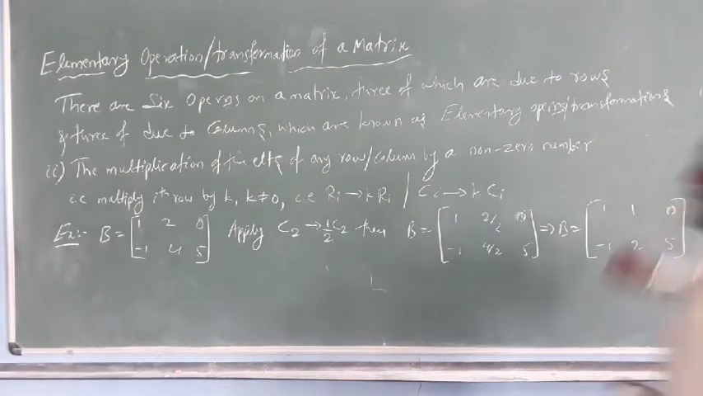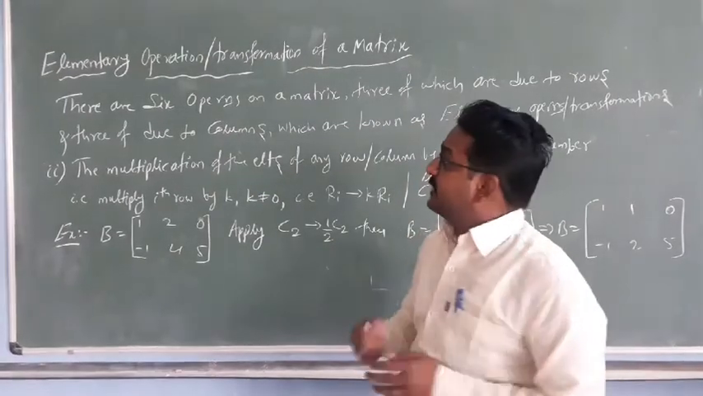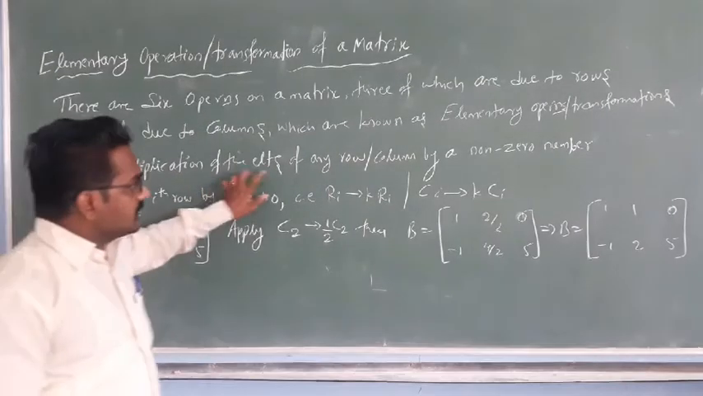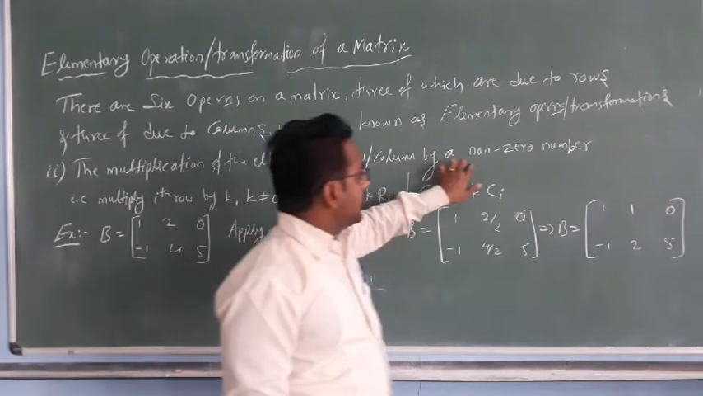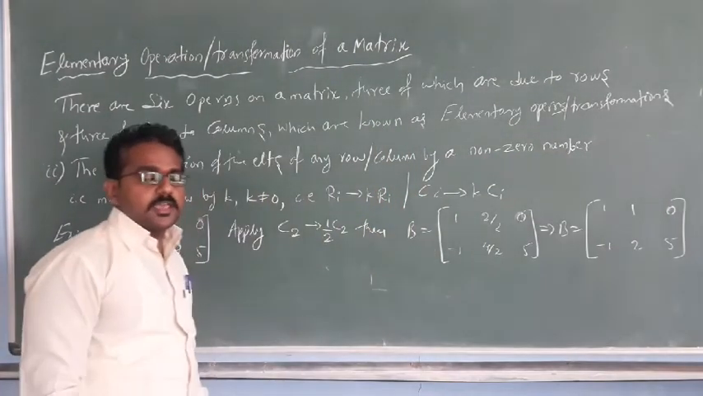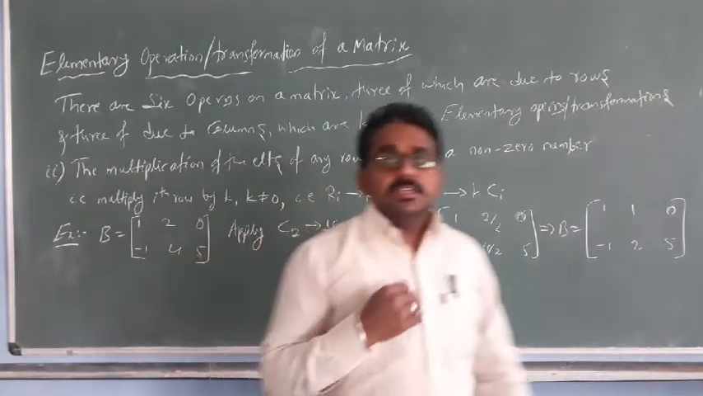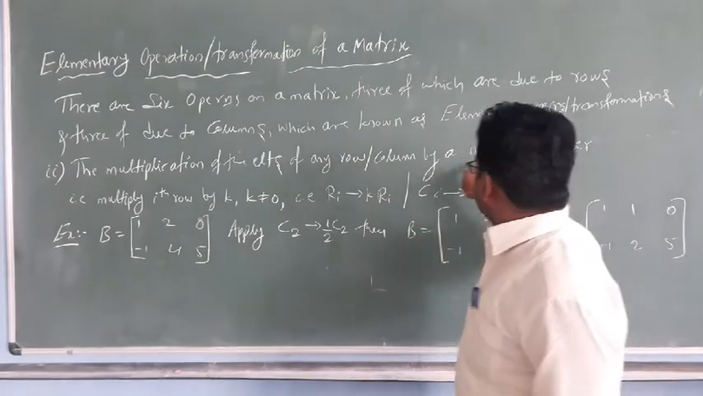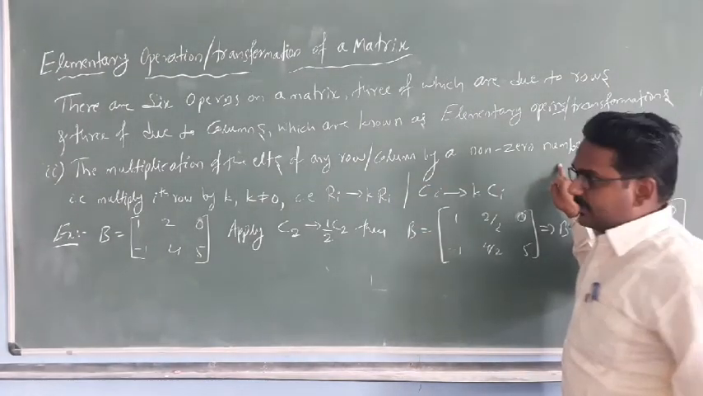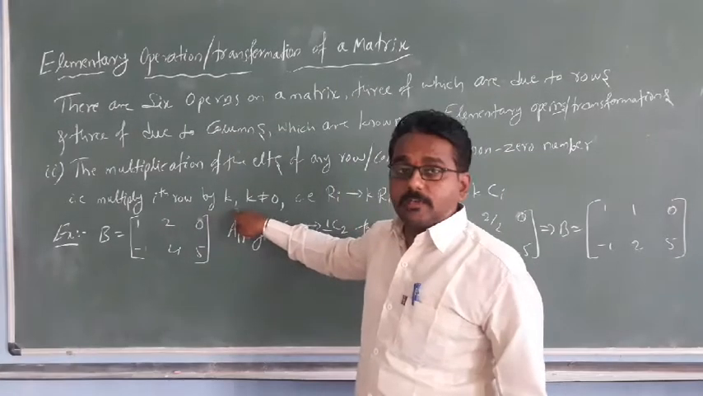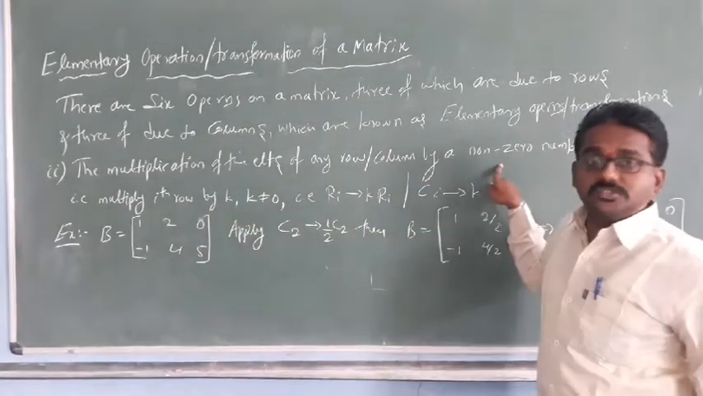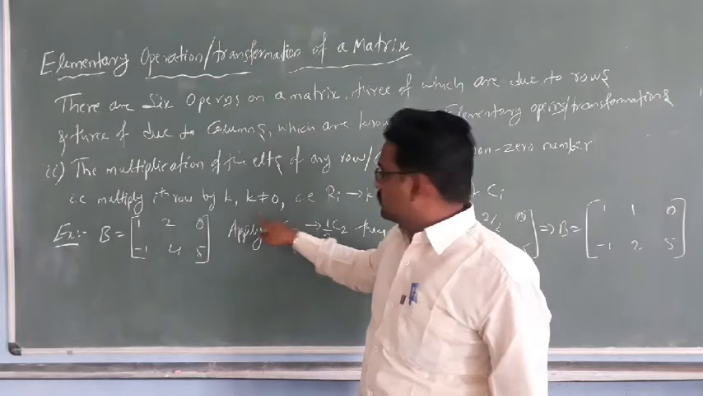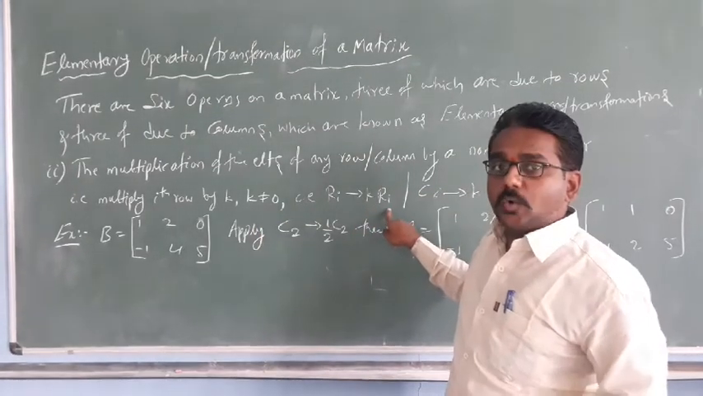Next row or column operation, that is, elementary transformation. The second one is the multiplication of the elements of any row or column by a non-zero number. You can multiply each element of any row or each element of any column of the given matrix by a non-zero number. That is, multiply the ith row by k, where k is not equal to 0, a non-zero quantity. That is, Ri changes to k into Ri.